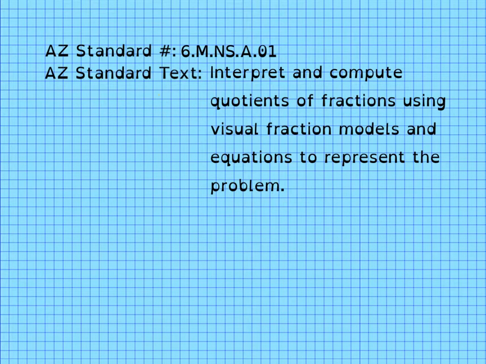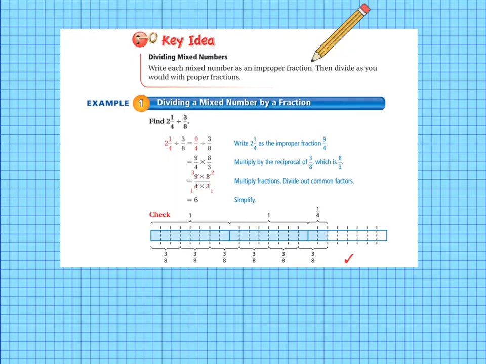The standard we're working on for today is interpret and compute quotients of fractions using visual fraction models and equations to represent the problem. As you see at the top of this page, there's a key idea with the pencil icon, which means you need to copy that. The key idea is dividing mixed numbers. It says write each mixed number as an improper fraction, then divide as you would with proper fractions. So let's take a look at example 1 after you have paused your video and taken time to write the key idea in your notebook.